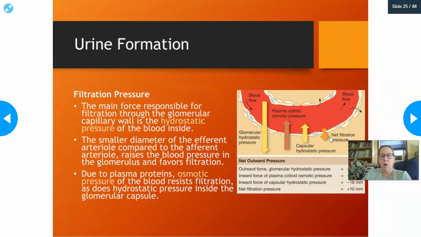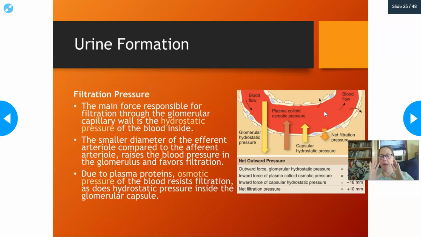So let's see how filtration pressure is generated. The main force that's responsible for filtration and the production of that glomerular filtrate is hydrostatic pressure of the blood inside the glomerular capillary wall. So how is this pressure generated? Well, it's pretty cool. We've already looked at the afferent and the efferent arteriole, and you notice how I kept pointing out one's wider and the other one's narrower. Well, the fact that the efferent is narrower than the afferent causes a pressure difference.